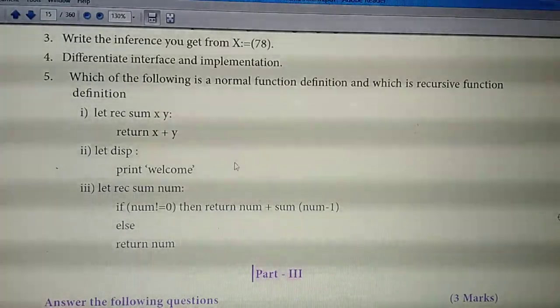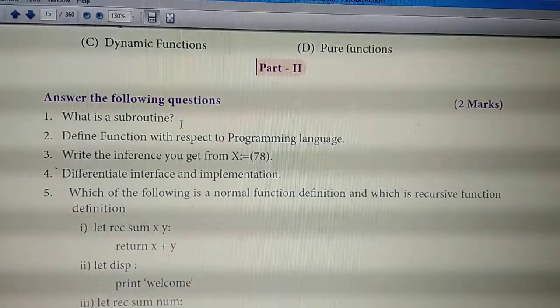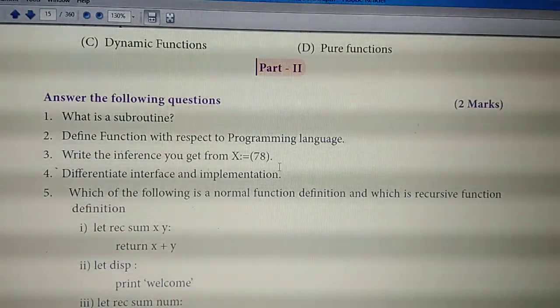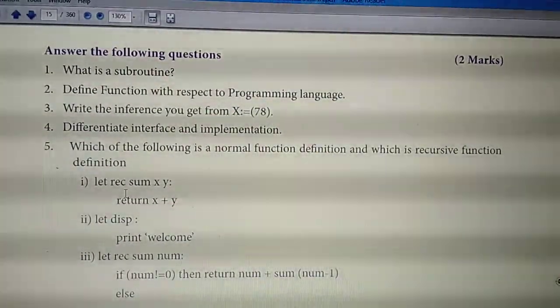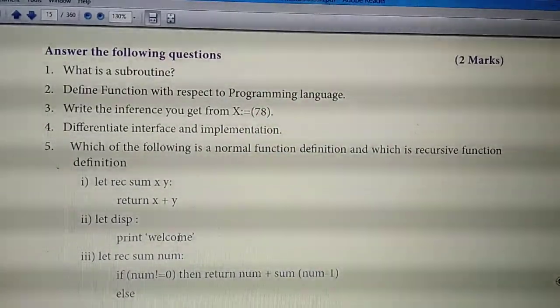Have you all written? So once again I am telling: first question page number 1, second question page number 1, third question answer value 78 being bound to the name X, fourth question page number 3. Fifth question, already you wrote recursive function, normal function, recursive function. Okay, so now we can mark the question answers. Remaining things next class we will see.